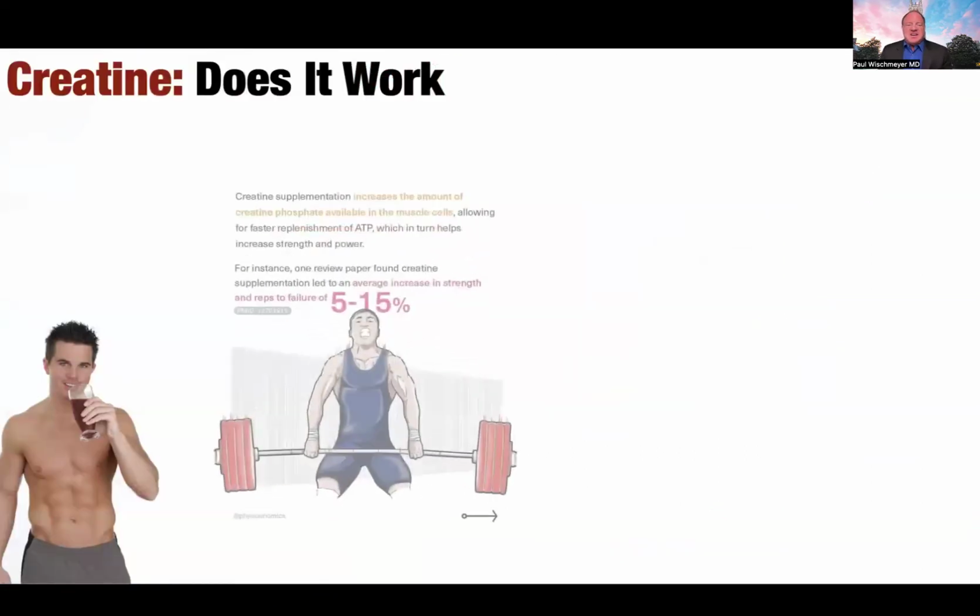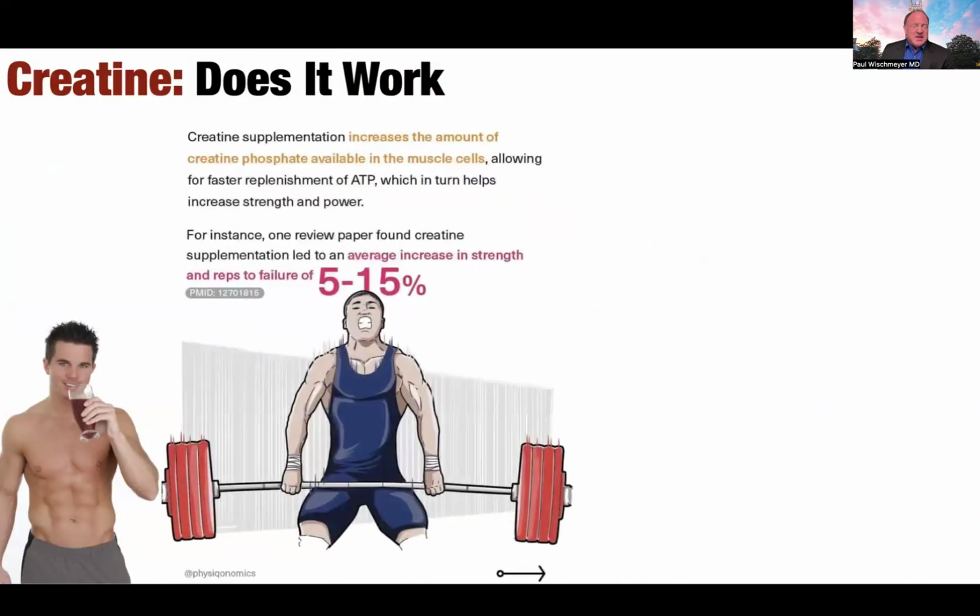So there's a lot of great data, and I'll tell you there are some great infographics on social media. These came from Instagram, from Physiognomics. If you don't follow them, you should. This basically showed that the average strength increase in reps to failure when you take this for a short period of time is about 5 to 15%. There are the PubMed IDs there if you want to look that up. But the data is very compelling, and there are thousands of studies.